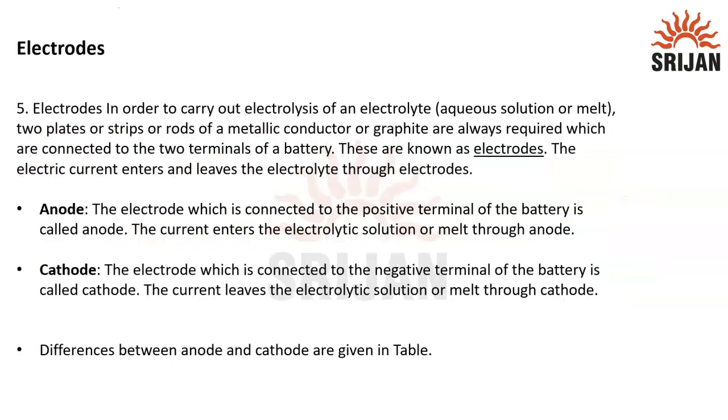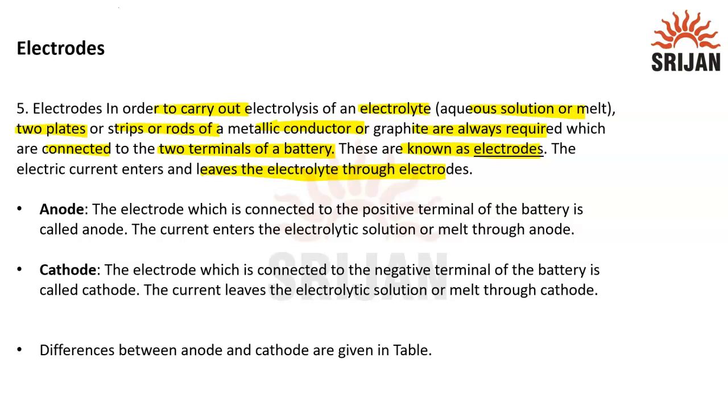Electrodes. In order to carry out electrolysis of an electrolyte, aqueous solution or melted solution, two plates or strips or rods of metallic conductor or graphite are always required, which are connected to the two terminals of a battery, as we just saw in the last diagram. These are known as electrodes. The electric current enters and leaves the electrolyte through the electrodes. So basically they act as a passage for the electric current from the battery to the solution.